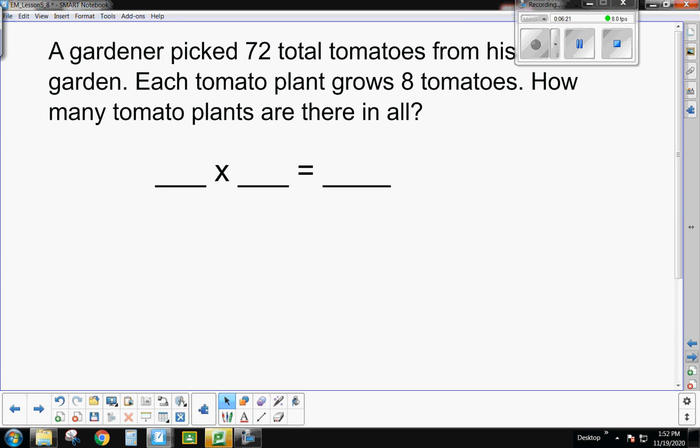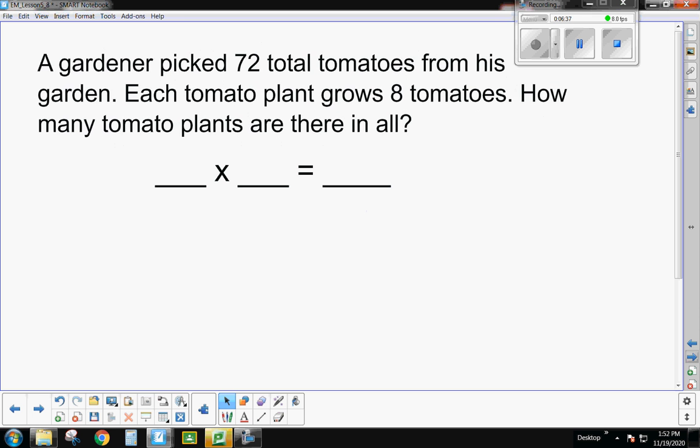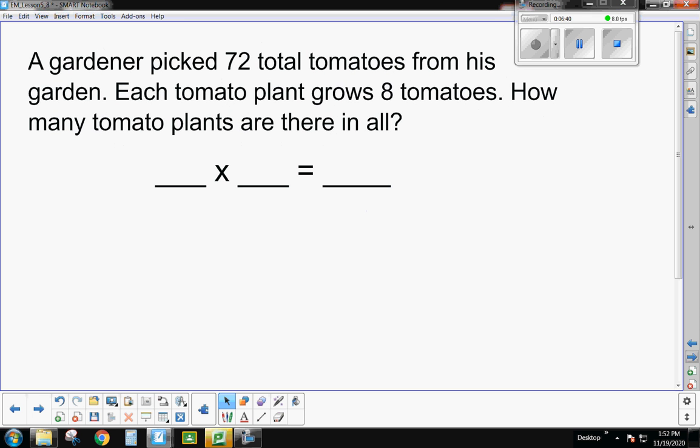This one says a gardener picked 72 total tomatoes from his garden. Each tomato plant grows 8 tomatoes. So how many tomato plants are there in all? All right, so let's look at this problem a little closer. I'm going to pull that down so we can see that a little bit better. All right, so a gardener picked 72 total tomatoes from his garden. Excuse me. It says each tomato plant grows 8 tomatoes.